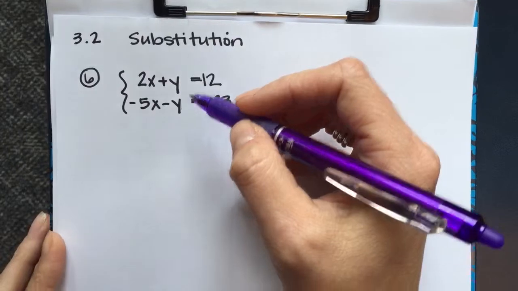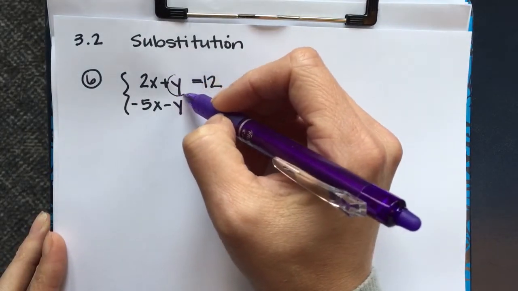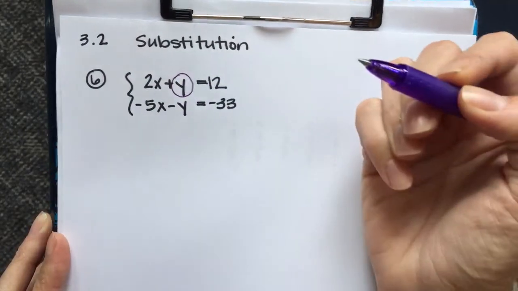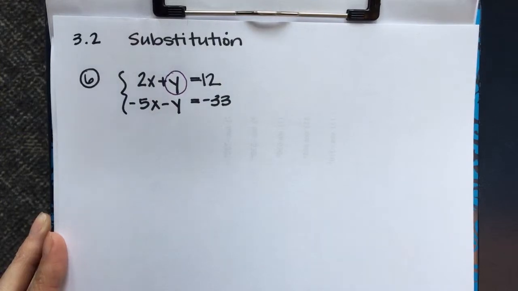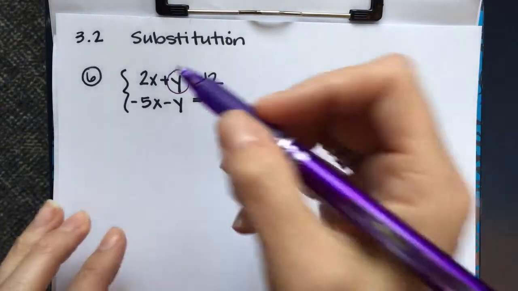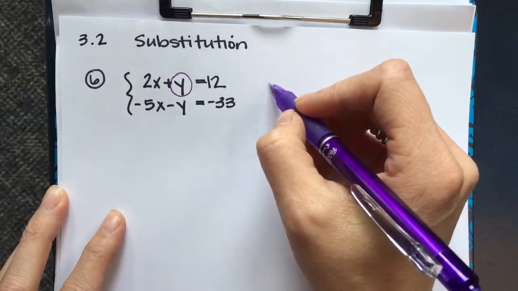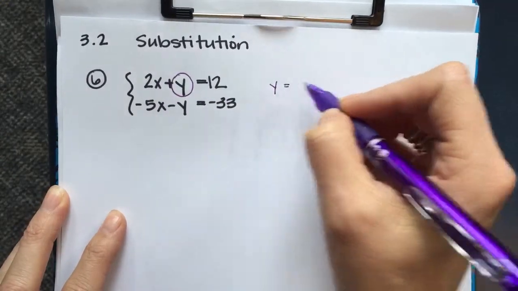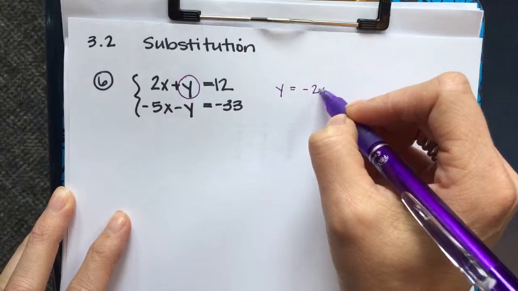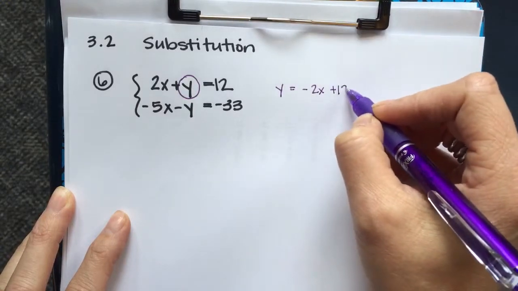So I'm going to isolate the y in that top equation. I'm going to get that one by itself. So to do that, I'm going to subtract 2x from both sides. I'm going to move it to the other side. So we get y is equal to negative 2x plus 12.